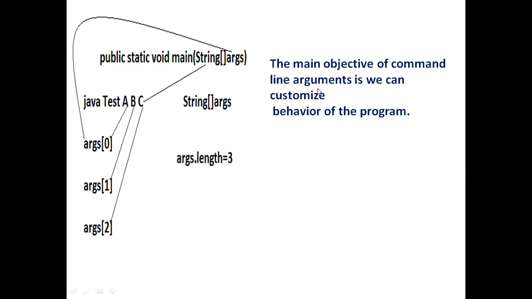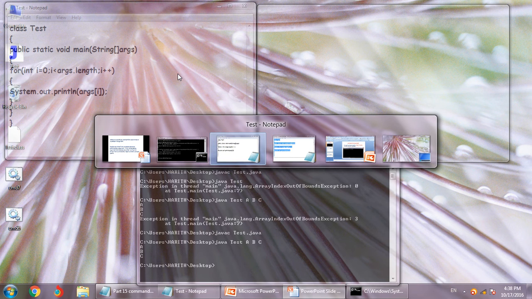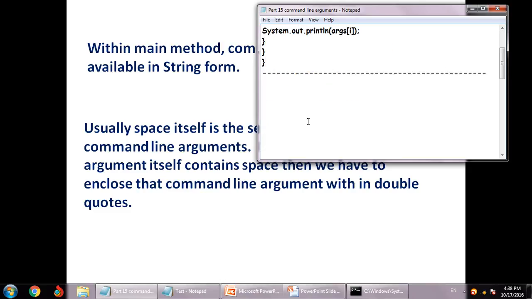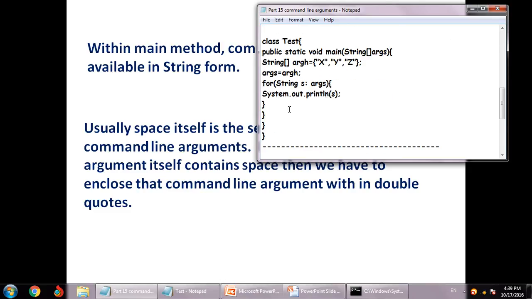Now we can customize the behavior, which we have discussed. There are two important points regarding command line arguments, and this is a short topic. I hope I will be clearing this soon enough. Within the main method, command line arguments are available in string form. So for example, say I have a program in which I try to pass the command line arguments as, okay, let's first do this one.